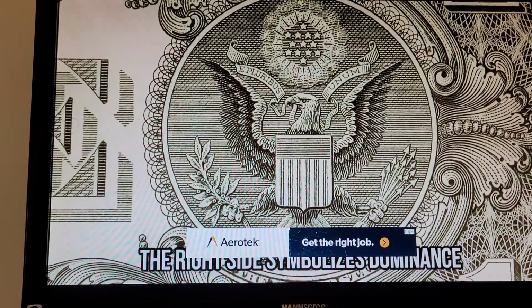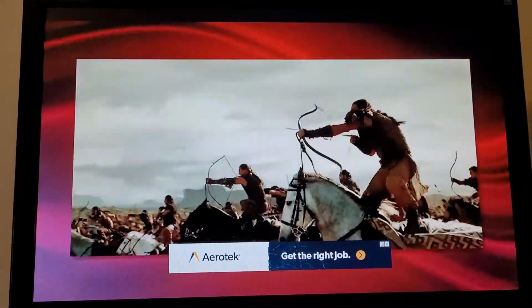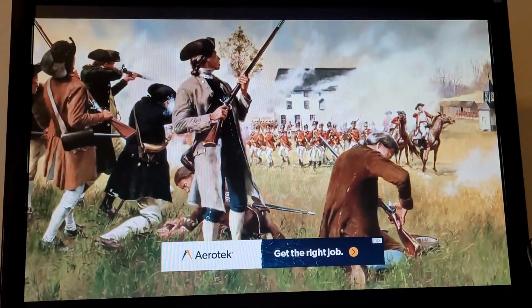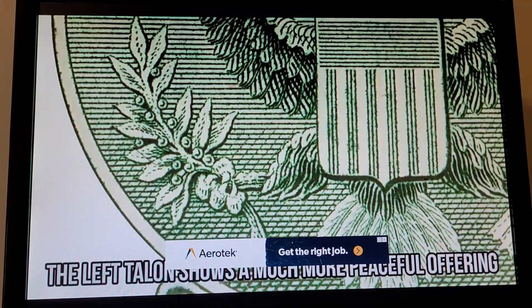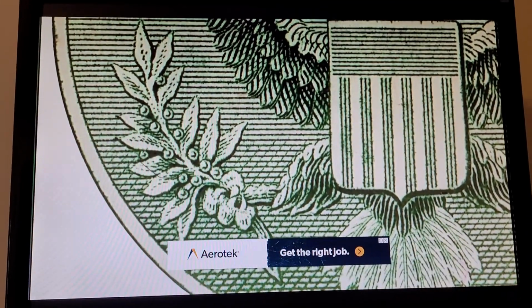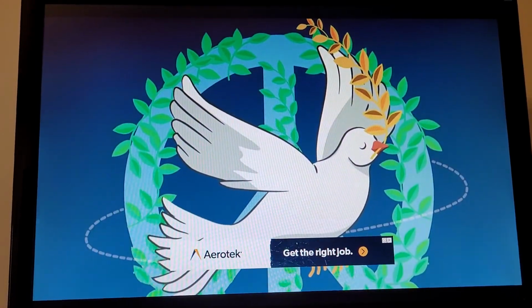The right side symbolizes dominance, and the arrows can be interpreted as a warlike gesture. The left talon shows a much more peaceful offering, as olive branches symbolize peace and victory.